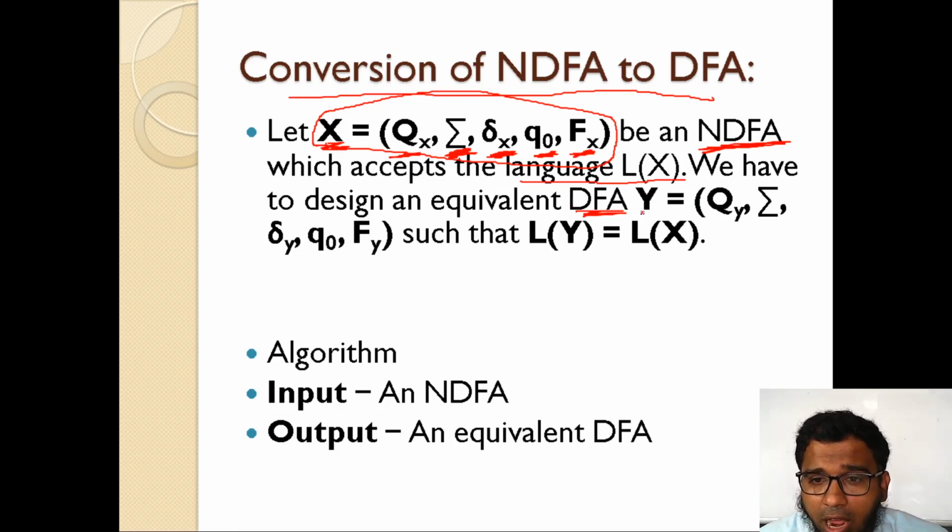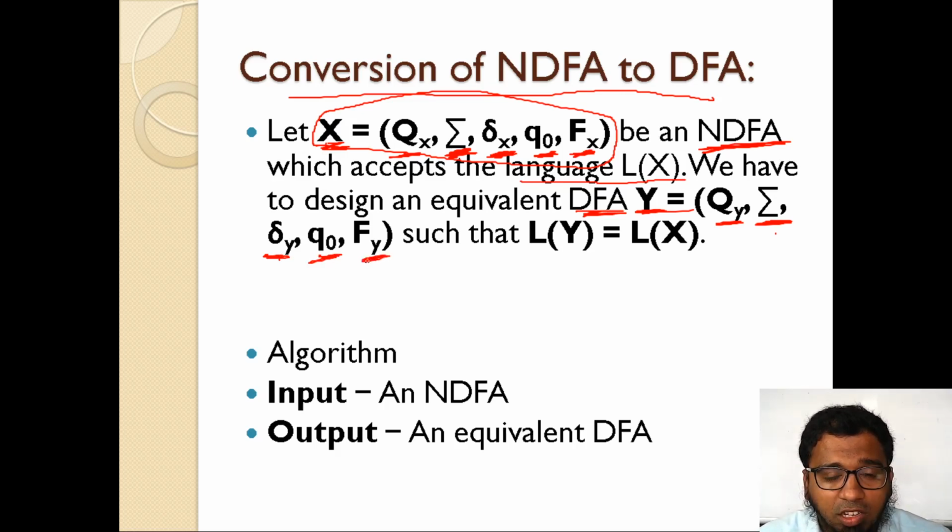So, for the DFA I am considering Y equals (Qy, Sigma, Delta y, q0, Fy). Qy is the set of states, Sigma is the alphabet, that is the input symbols, Delta y is the transition function or transition table, q0 is the initial state and Fy is the final state of the DFA. And here Fx is the final state of the NDFA. So, this is a basic thing.